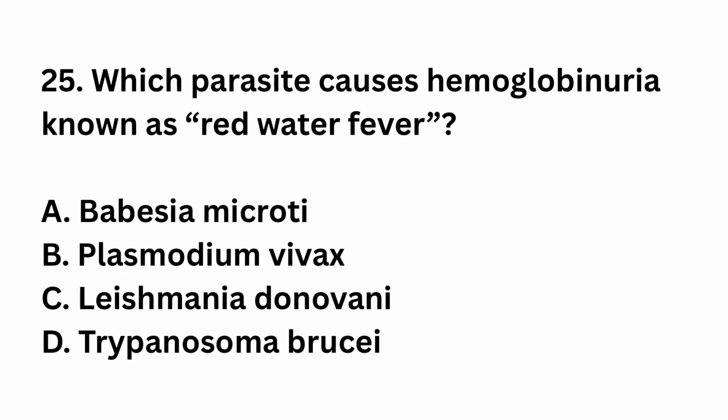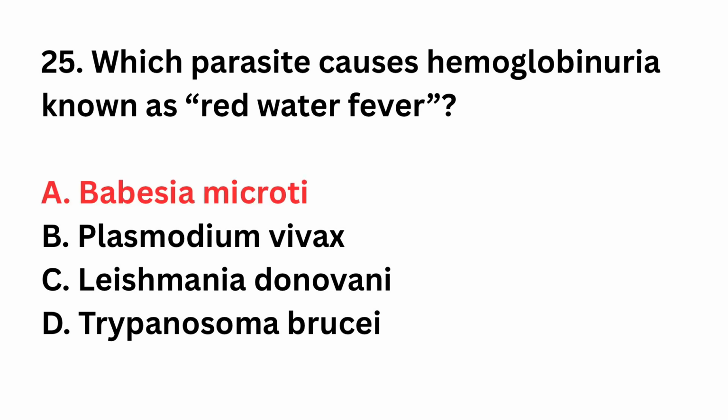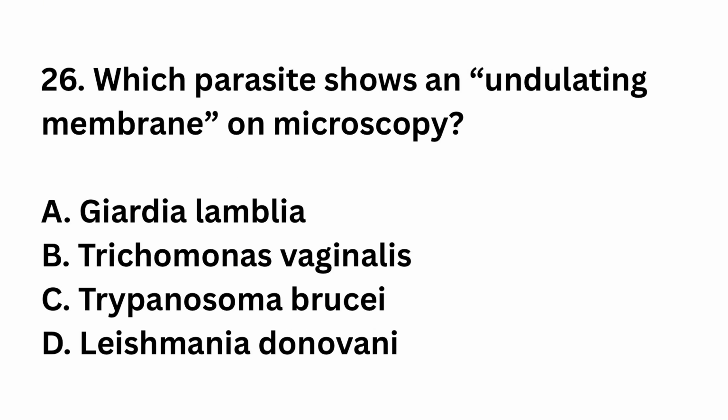Question number 25. Which parasite causes hemoglobinuria known as red water fever? Babesia microti, Plasmodium vivax, Leishmania donovani, Trypanosoma brucei. The right answer is option A, Babesia microti. Babesia infections destroy red blood cells, causing intravascular hemolysis. Hemoglobin appears in urine.